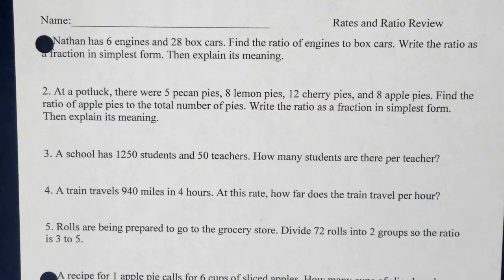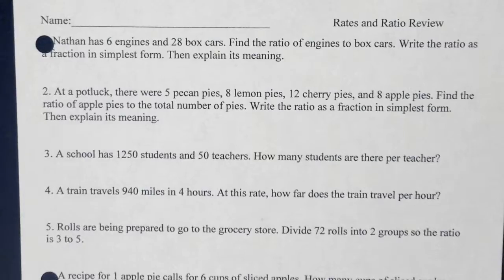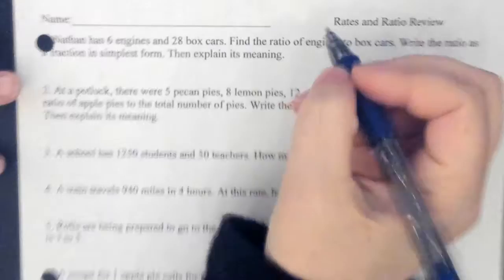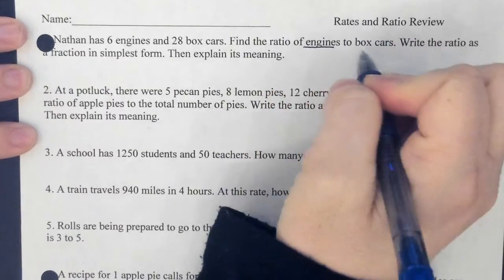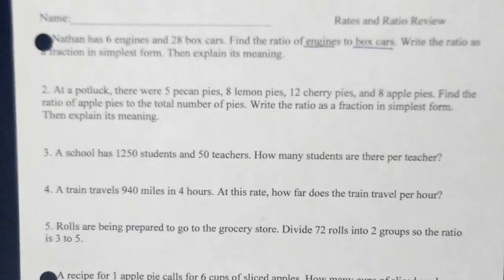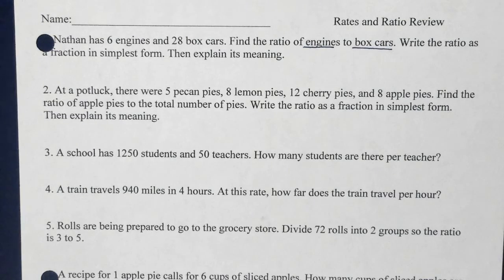So number 1 is talking about Nathan has 6 engines and 28 boxcars. It says find the ratio. Whenever you see ratio, you need to remember that order does matter here. So when it says the ratio of engines to boxcars, that's telling you what order to put your answer in. Write the ratio as a fraction in simplest form and explain its meaning.